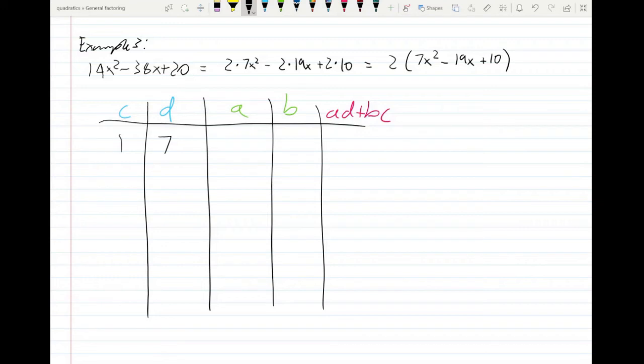So, let's try A equals negative 1 and B equals negative 10. In this case, AD plus BC is equal to negative 17, which is not negative 19. So let's try something different. We'll keep C and D the same. And let's have A be negative 2 and B be negative 5. In this case, AD is minus 14 and BC is minus 5. So we get minus 19, which is great.